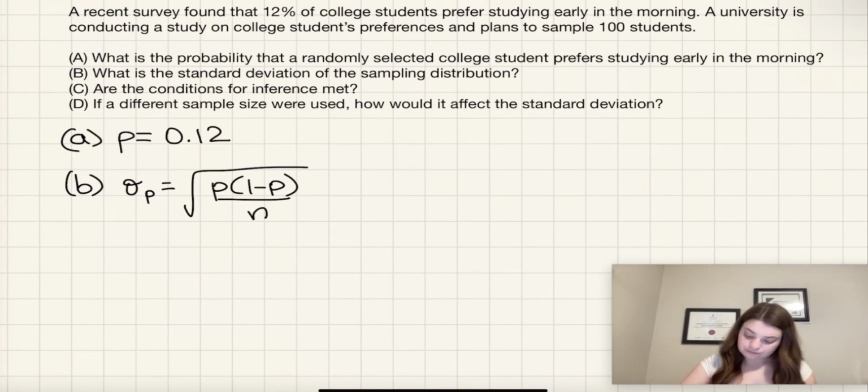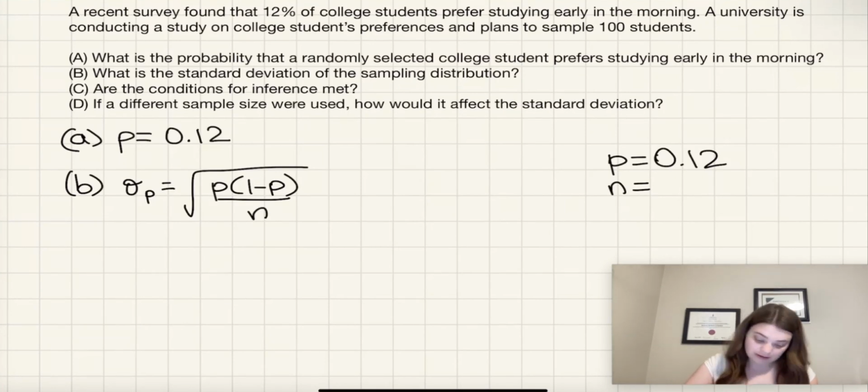And so in this case, p is just the probability of one success. In this case, that's going to be 0.12. And here we're defining a success as a student who is part of that 12%, part of that group who prefers studying early in the morning. Then we have n, which is going to be the sample size or number of trials, depending on the context. Here it would be the sample size. We're sampling randomly 100 students, and so n would be 100 here.